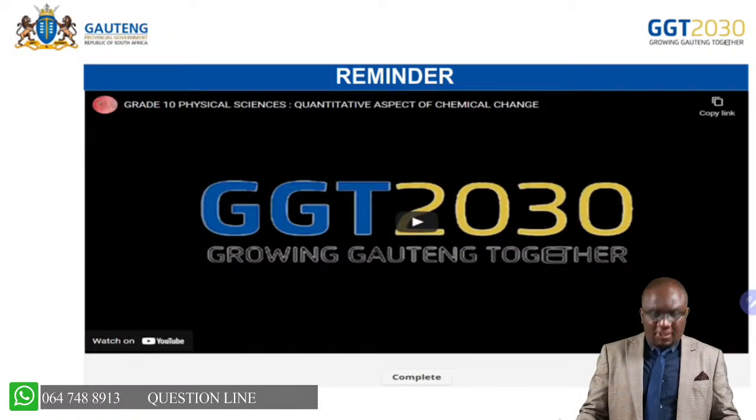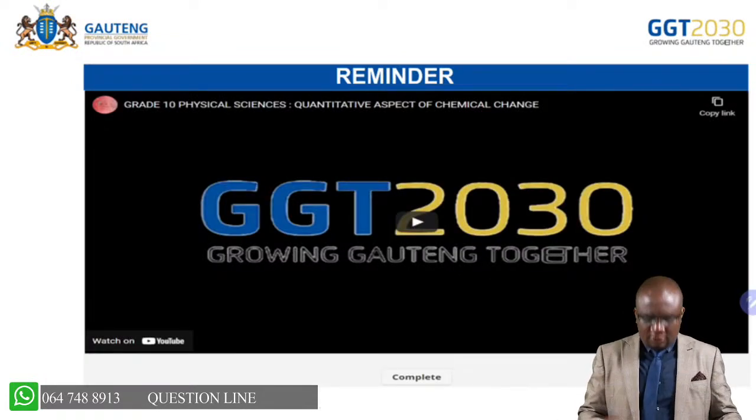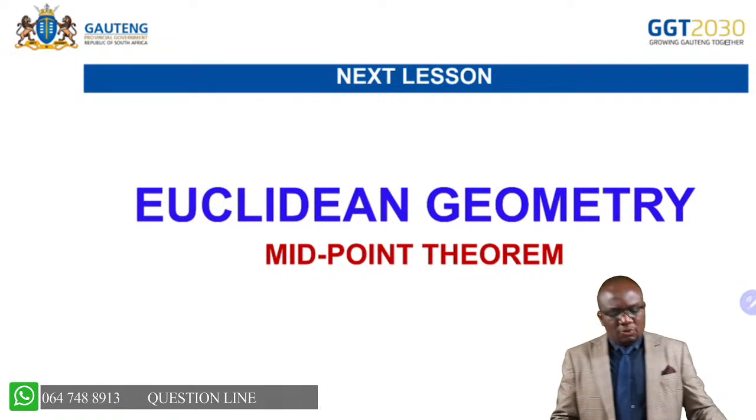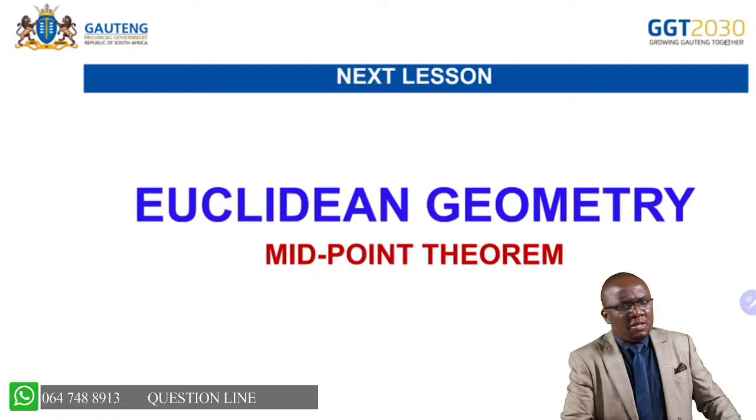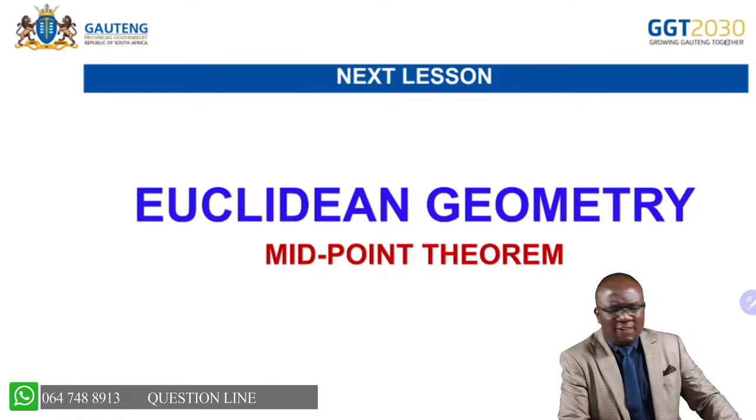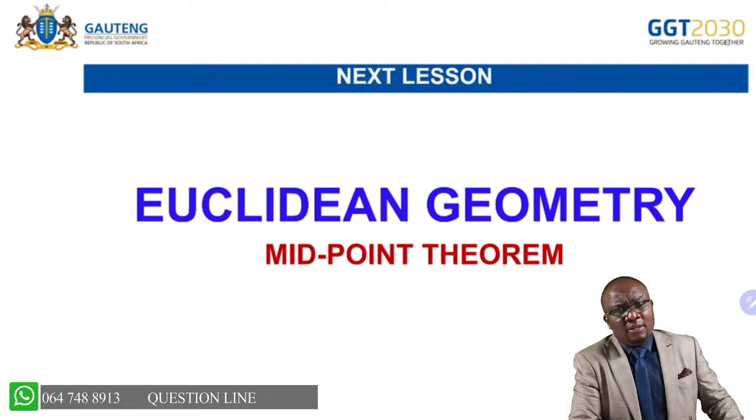Remember to press complete to show that you've completed the lesson at the end. In our next lesson, we're going to look at Euclidean geometry, and then the midpoint theorem. This theorem is very, very important. If you think of missing this lesson, then you're going to have a problem with your Euclidean geometry in grade 10. The last 2 lessons, we're going to be looking at the midpoint theorem.